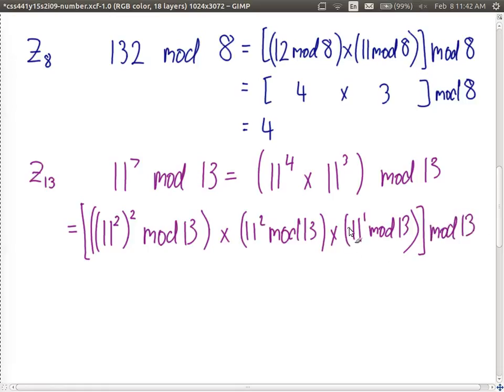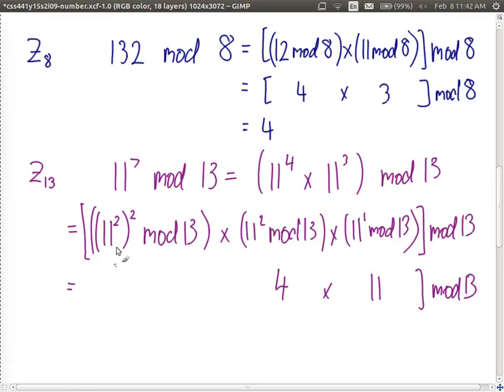Some of these numbers I can do in my head now. 11^2 = 121 mod 13. Can someone do that for me? 4. 11 mod 13 is 11. So 11^2 mod 13 is 4, and then squaring that again gives 16 mod 13.